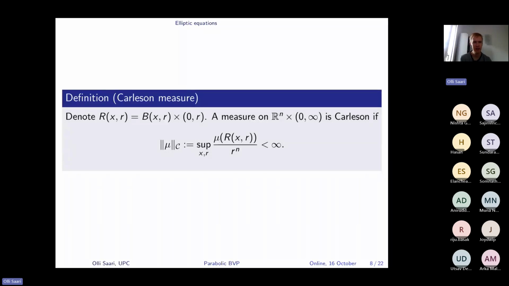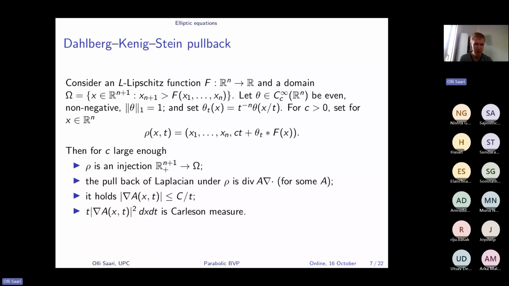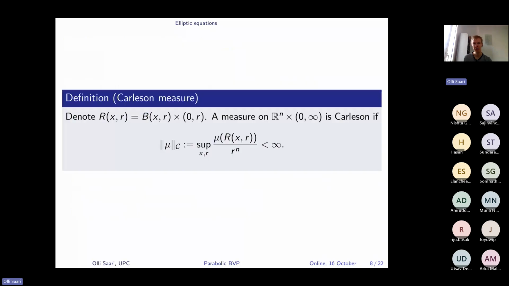Now the condition of this t times |grad A| squared being a Carleson measure means that it has measure bounded by the measure of B for the whole Carleson box. So this means that if we just applied this third item to the quantity in the fourth item, we cannot measure the Carleson boxes. But the fact that this fourth item is slightly better, it's even a Carleson measure, means that it behaves as well for the Carleson boxes as for the Whitney boxes.